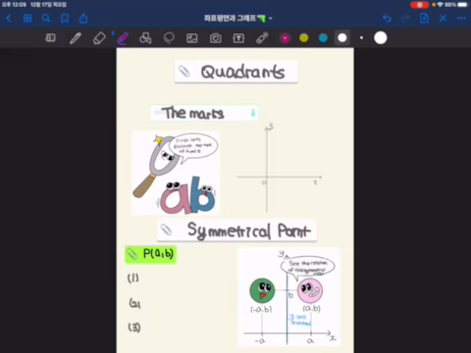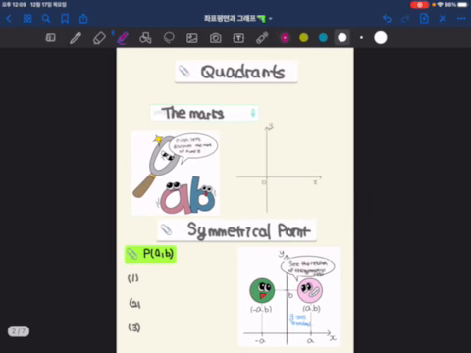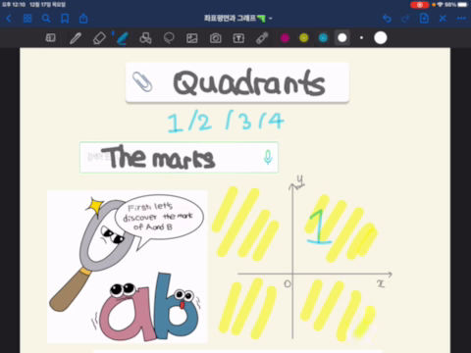Now to go on to look for the signs in the quadrants. The quadrants are the things that make up this plane. The plane consists of four quadrants: the first quadrant, second quadrant, third quadrant, and fourth quadrant. Firstly, in here, this is the first quadrant. And this is the second quadrant. Third quadrant, fourth quadrant.